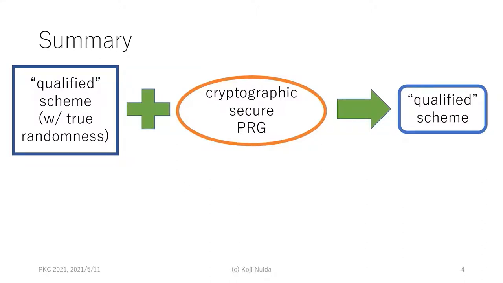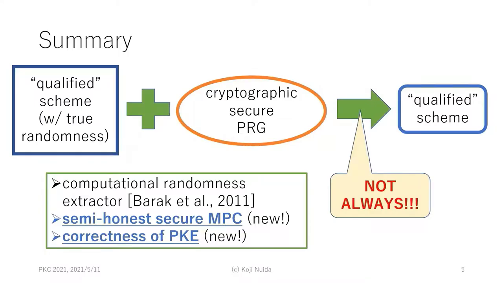However, actually, my results show that this picture is not true in general. As far as I found, the only result of such a kind in the literature is a Crypto 2011 paper by Barak et al., where the authors mentioned that the computational security of randomness extractors can be lost by using a PRG. My result extends such a possibility to the case of multiparty computation and public key encryption. MPC and PKE are quite fundamental, so I expect that similar situations might be found more widely in cryptography.